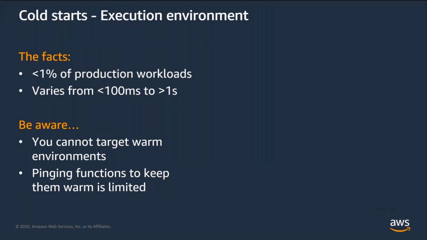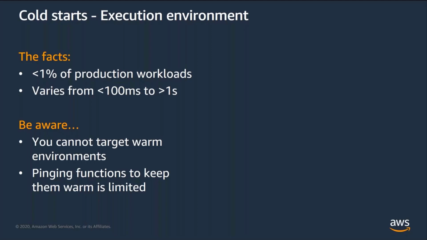There are some important things to know about cold starts. First, cold starts affect less than 1% of all production workloads. This is important since you'll often see cold starts more often in development since you execute the function less often. In production systems where functions are usually invoked more frequently, they are less common. We optimize to make sure that cold starts are rare. When cold starts do happen, the time taken varies from under 100 milliseconds to over 1 second.